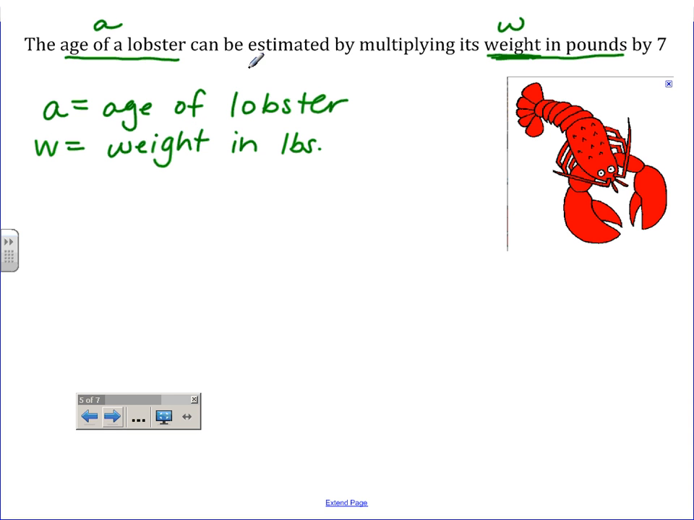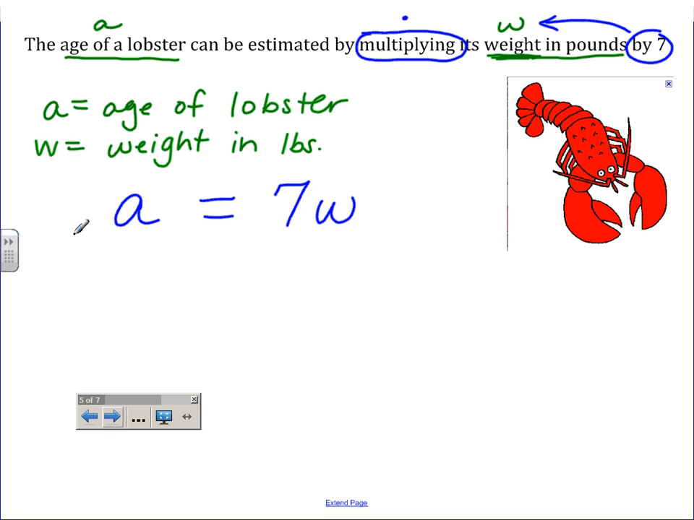It says the age of a lobster can be estimated by multiplying, so I'm going to circle that keyword, by multiplying its weight in pounds by 7. I'm going to be multiplying by 7. It also says to find the age of a lobster, so I'm going to put to find the age. And to find the age, that kind of means equals. So to find the age, I'm going to multiply its weight by 7. I'm going to take 7 times its weight. And we know when we write a multiplication problem, we start with the number, and then we put the variable. So to find the lobster's age, I take 7 times its weight.